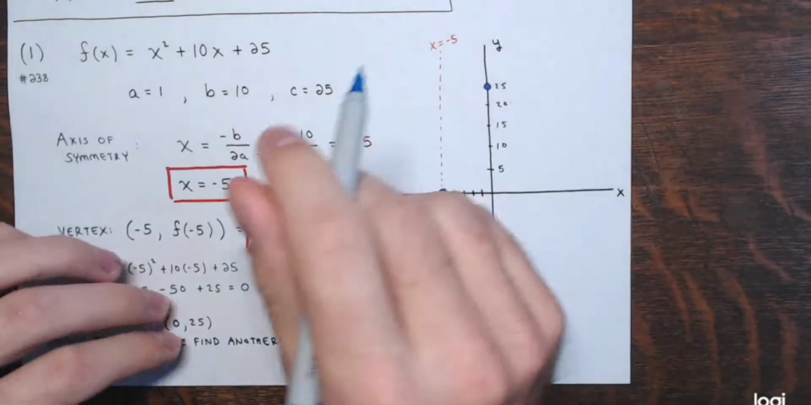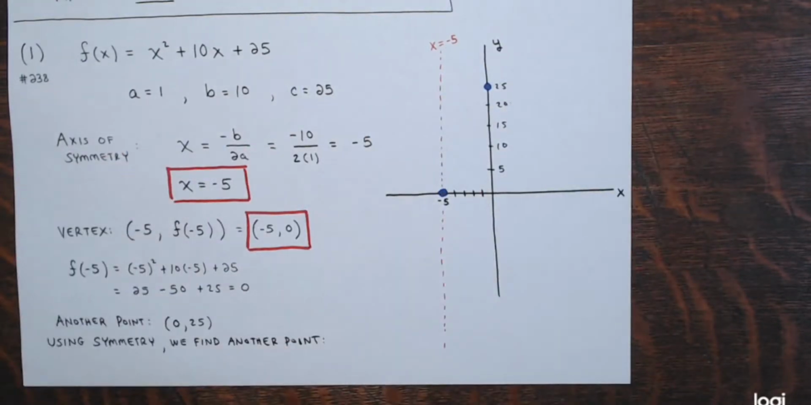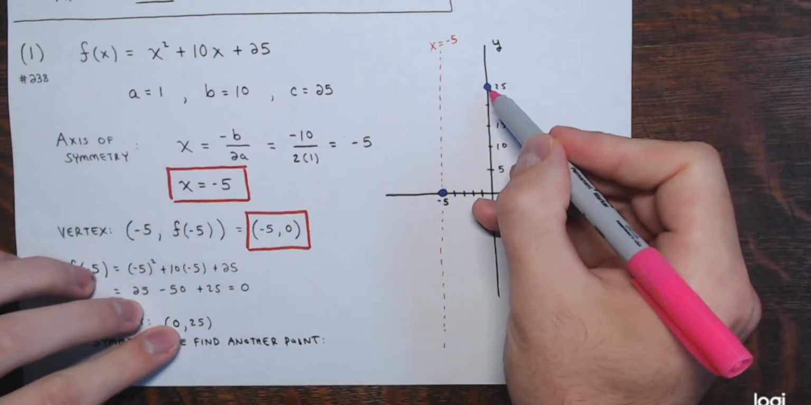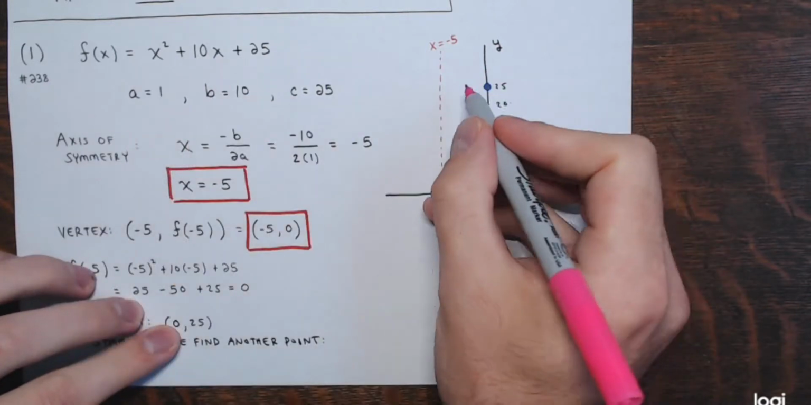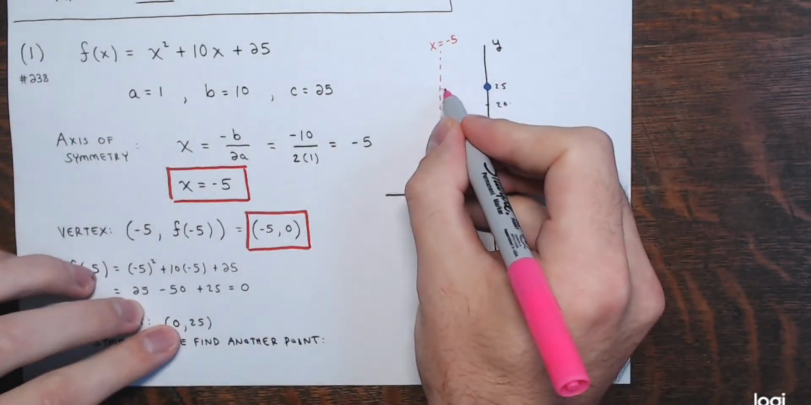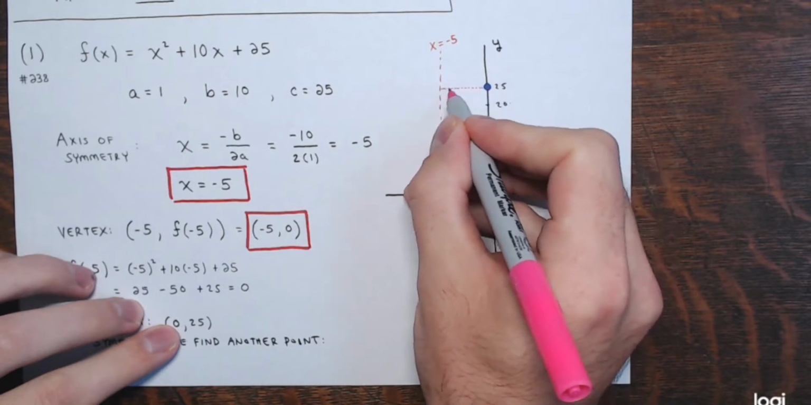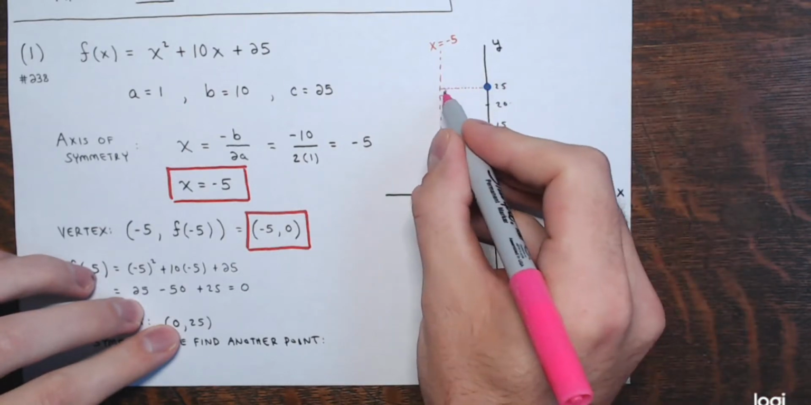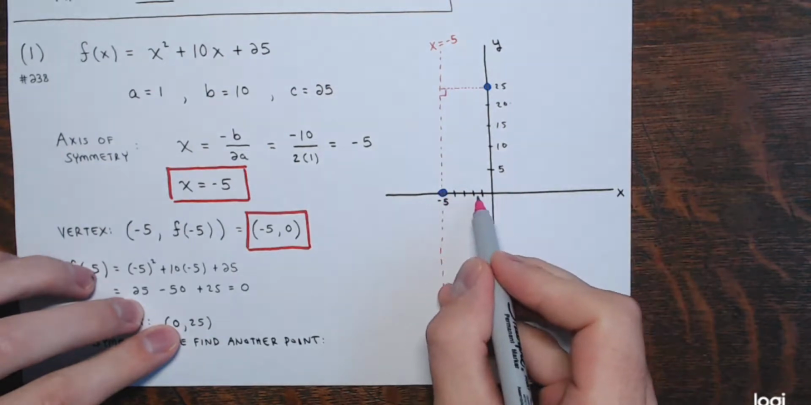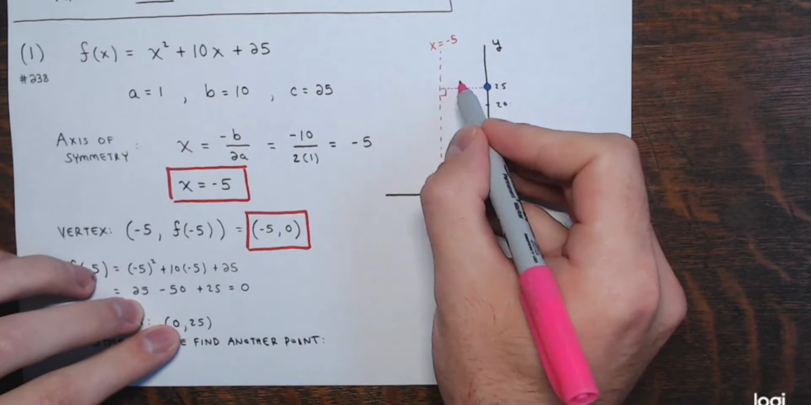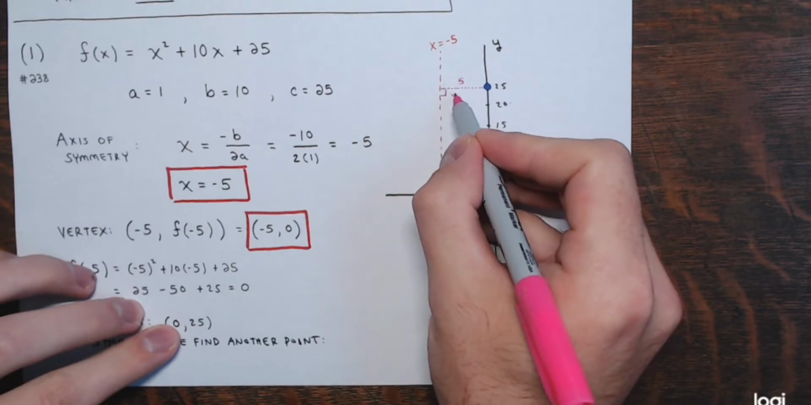See, if I do this in a different color. Here's the point (0, 25), right? That's on the parabola. That satisfies this equation. If I go straight to the axis of symmetry from this point here, perpendicular to the axis of symmetry, that's 5 units, right? That's going left to right. That's 5 units. This is 5 units right here.